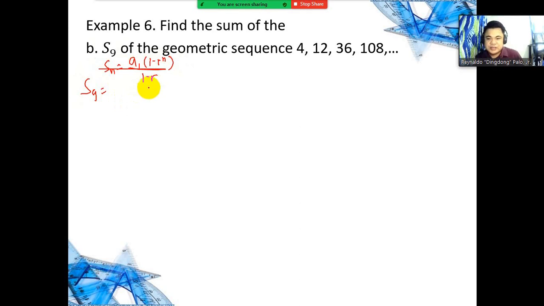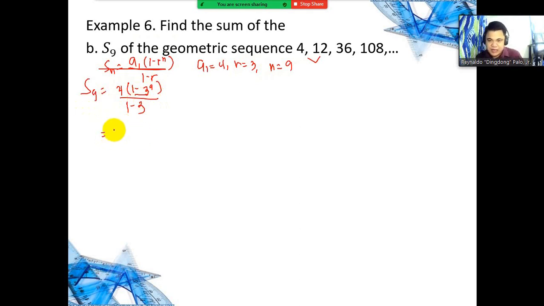Then, to solve for S sub 9, of course, we need the following values. Your a sub 1 is 4. Common ratio 4 divided by 12 is 3. And our n, of course, is 9. So, substitute to the formula. Your a sub 1 is 4 times the quantity 1 minus 3 raised to the power of 9 over 1 minus 3. So, simplify the one inside first, for you to easily solve this.